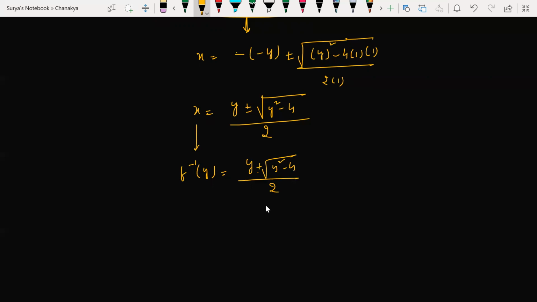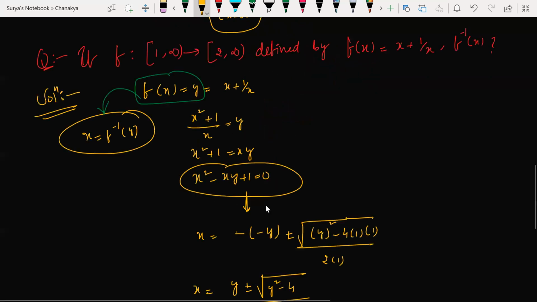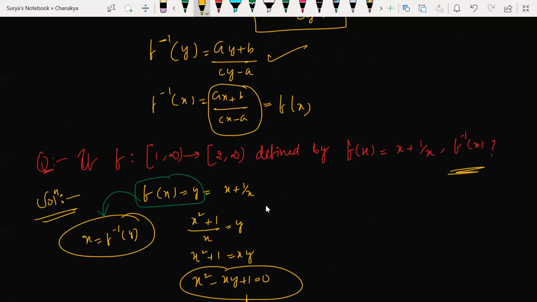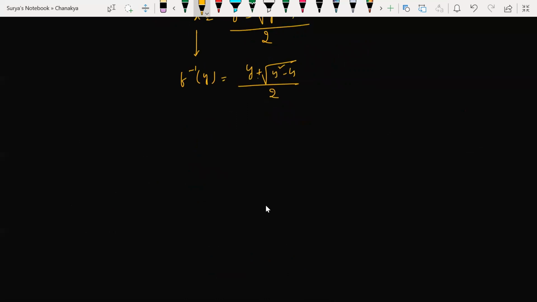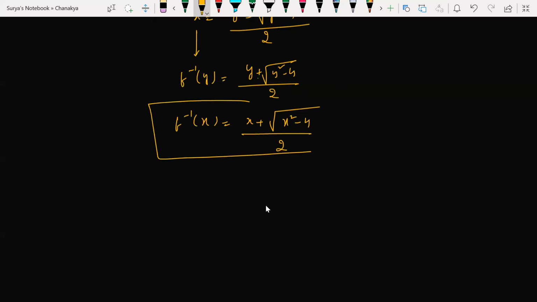So basically what is he asking us to find? He's asking for f inverse of x, in terms of x. That's it. f inverse of x is x plus or minus square root of x squared minus 4, divided by 2. This is what the concept is all about. Yes or no, people?